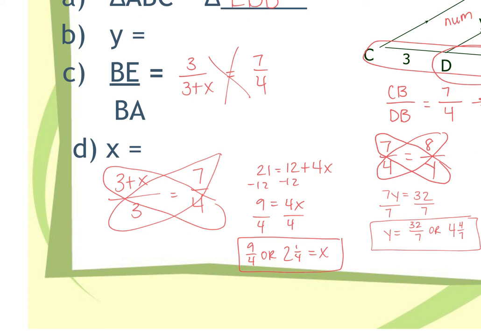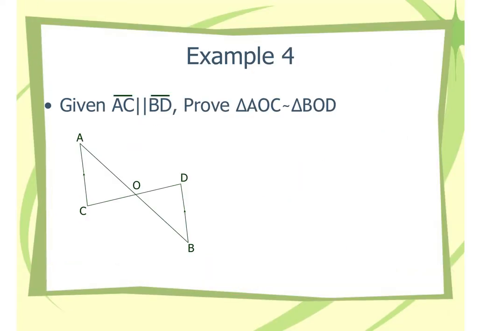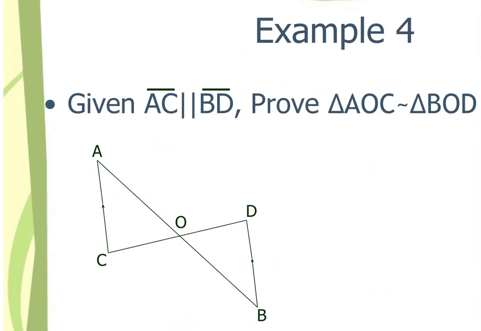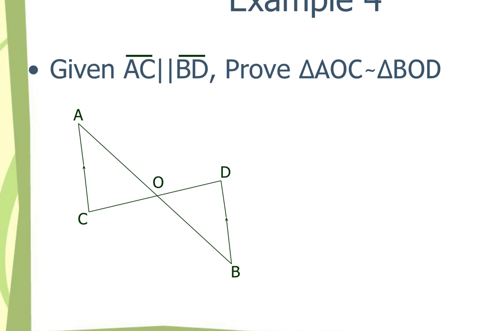Okay, people, last example. Given AC is parallel to BD, prove that AOC is similar to BOD. So we're proving that these are similar. What do we need to prove similarity? Think about the theorem we learned today. 2 angles. Very good.